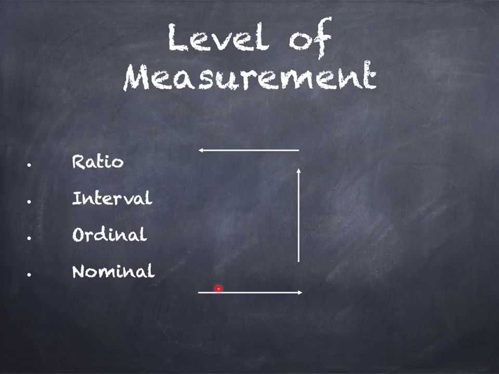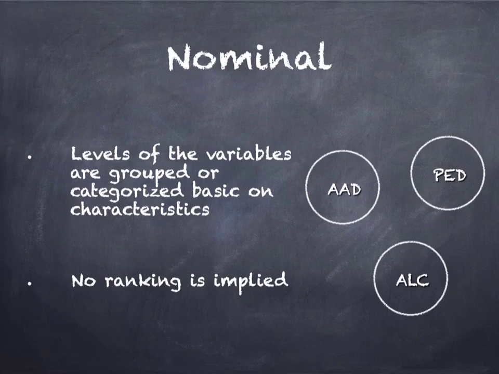All levels of measurement work in a hierarchy, so they work from lowest to highest, where nominal is considered the lowest level of measurement, and then they increase in complexity as we go through. The lowest level of measurement, like I said, was nominal. Nominal breaks people into groups or categorizes based on basic characteristics.